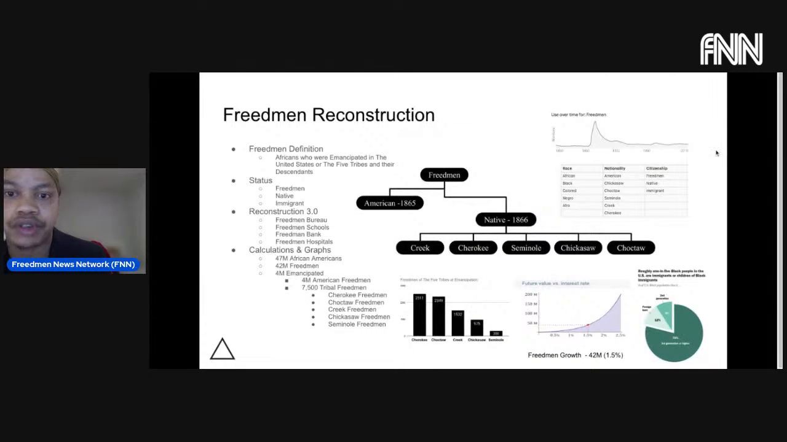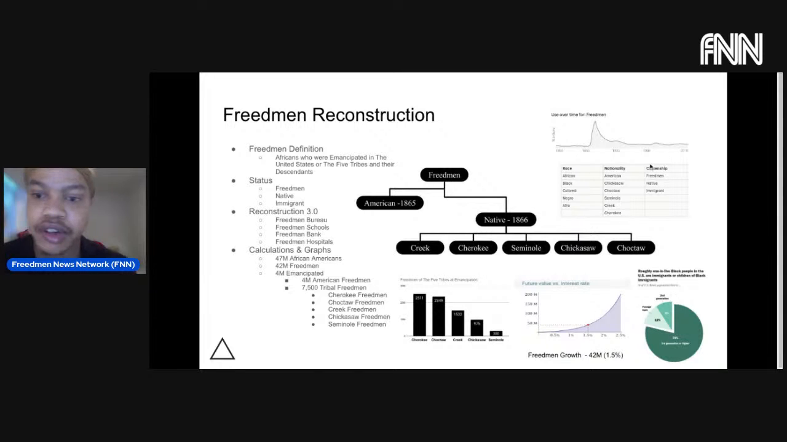So, in terms of Freedmen Reconstruction, we define what a freedman is. Freedmen are Africans who were emancipated in the United States or the five tribes and their descendants. So, American freedmen, we got our designation in 1865. Native freedmen got theirs in 1866. There's Creek freedmen, Cherokee freedmen, Seminole freedmen, Chickasaw freedmen, and Choctaw freedmen.